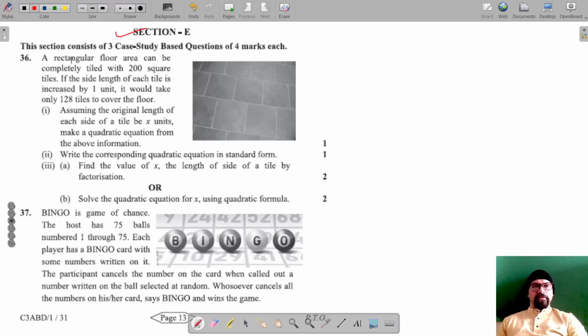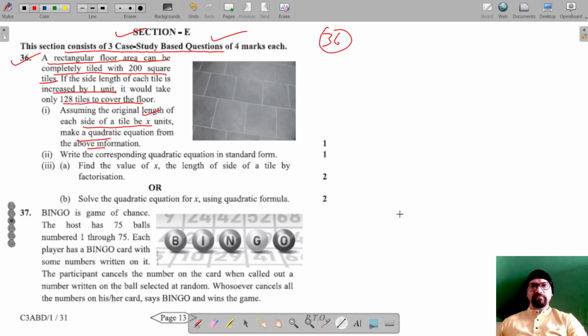For section E, this section consists of three case study-based questions of 4 marks each. Let's try to solve the first one, that is the 36th. It's given that a rectangular floor area can be completely tiled with 200 square tiles, and if the side length of each tile is increased by 1 unit, it would now take 128 tiles. Assuming the original length of each side of the tile to be x units, we have to make the quadratic equation.